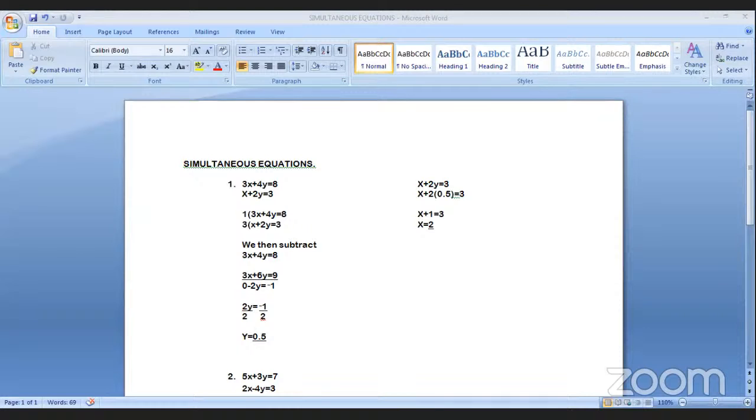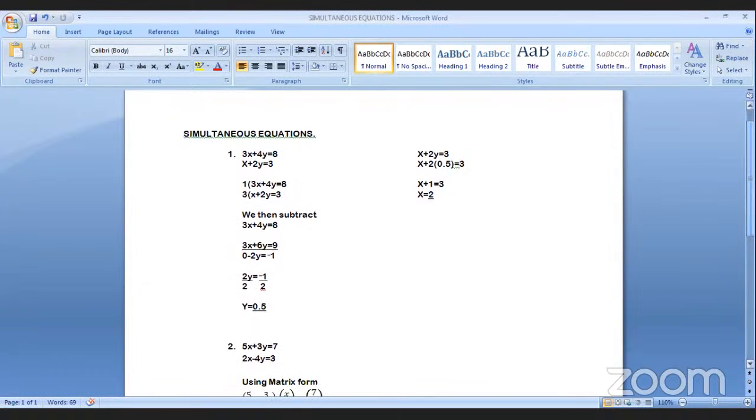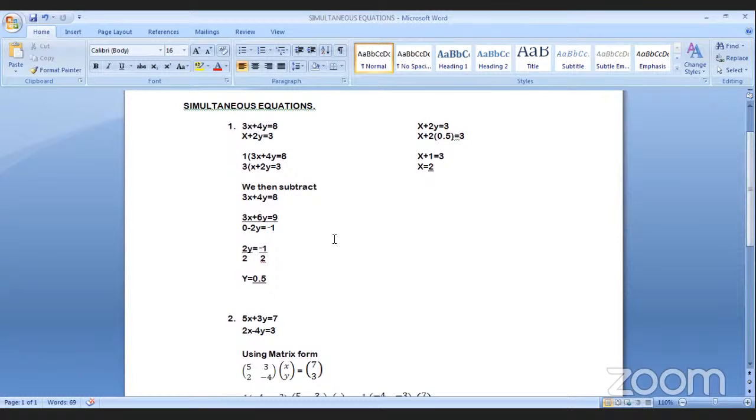This was the first number. I've forgotten the name of this method, but we multiply the number that's above by that below, so that we can make these first numbers the same, so that we may subtract them and remain with one unknown. When we do that, we remain with 2y equals -1, divide 2 on both sides, and y is 0.5.